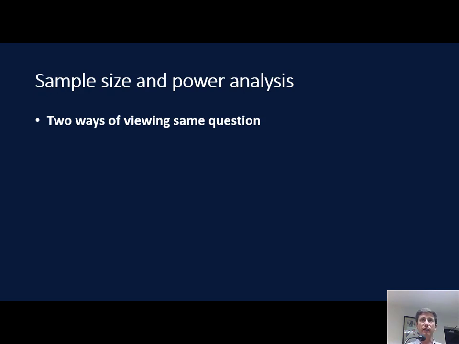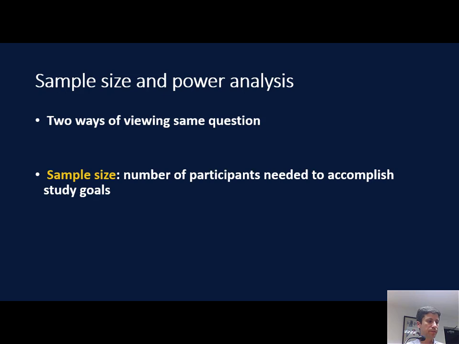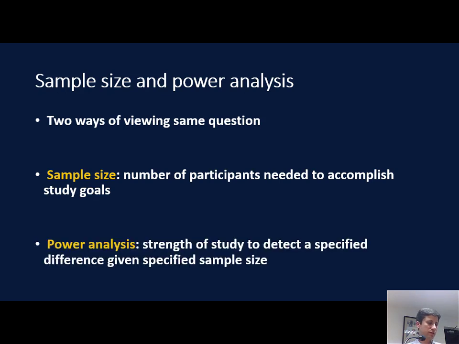We're limited by either our resources or just by, sometimes when it's a rare disease, the number of people with a certain condition. And so we want to know how much power we'll have given that known sample size. So two sides of the same coin, really. I think it's more or less what I just said.